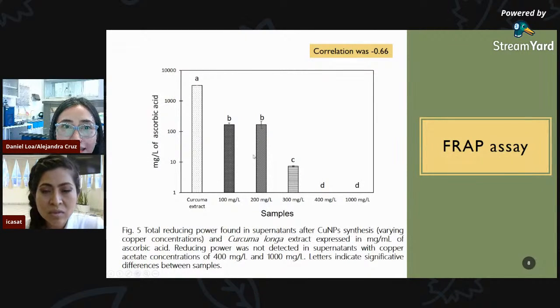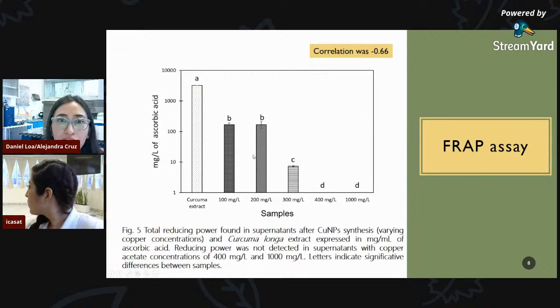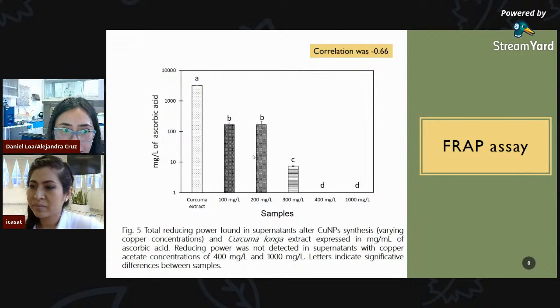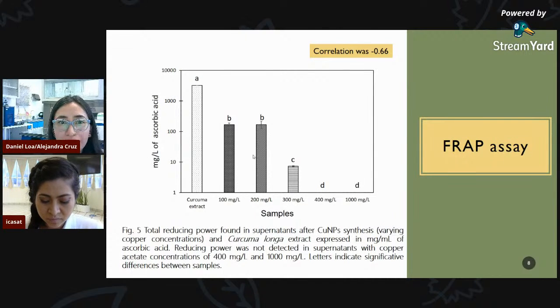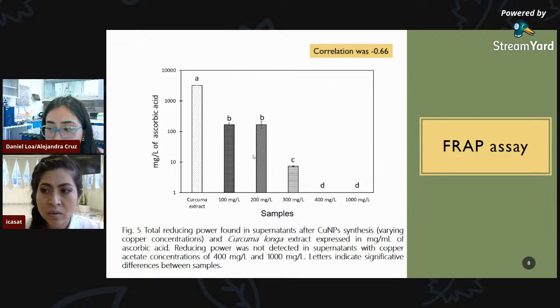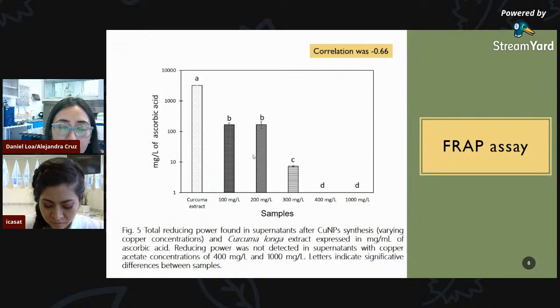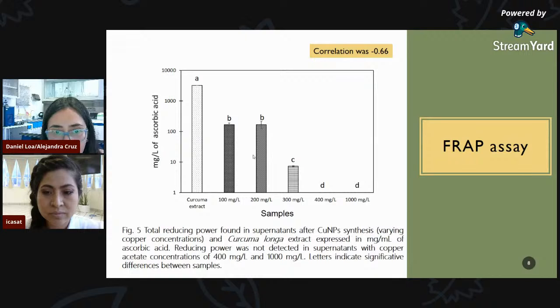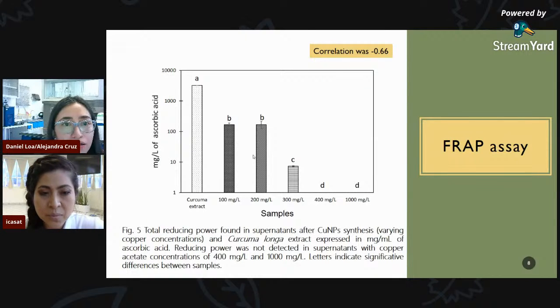So there is an excess when we do not use all of the reducing power, which we are expressing here as milligrams per liter of ascorbic acid. We can have these light colorations, but once everything was used is when we have these harder or darker colors, and it is also related to the amount of precursor material, in this case copper acetate, that was used during synthesis.